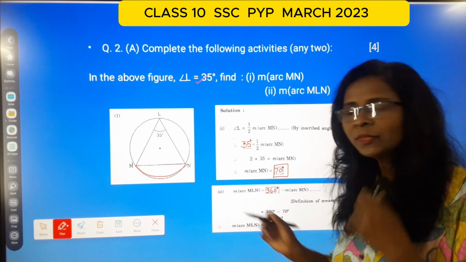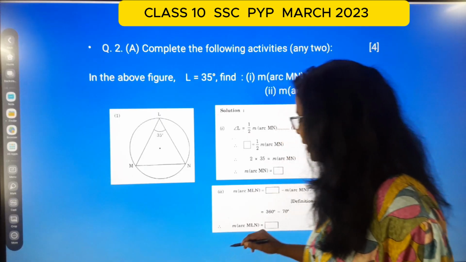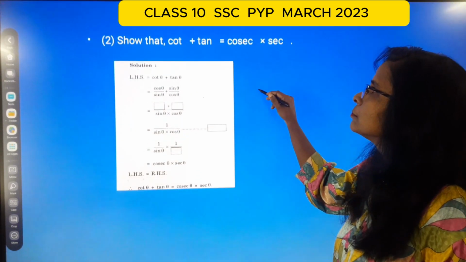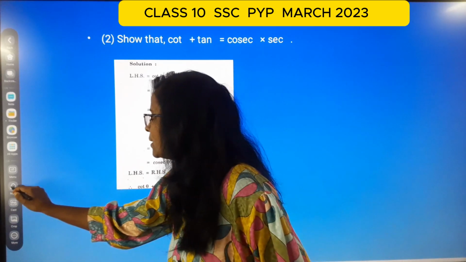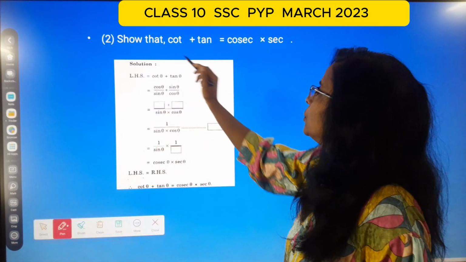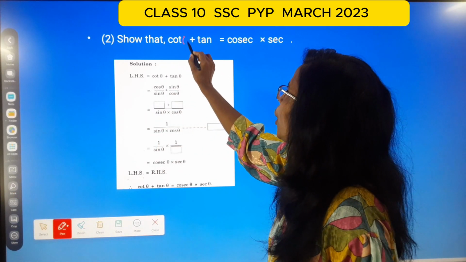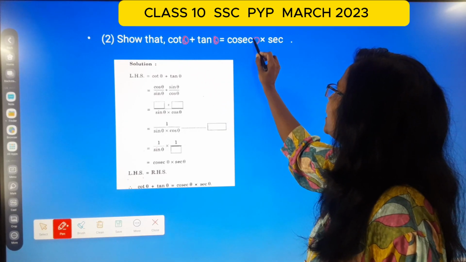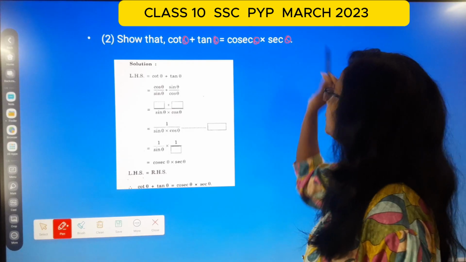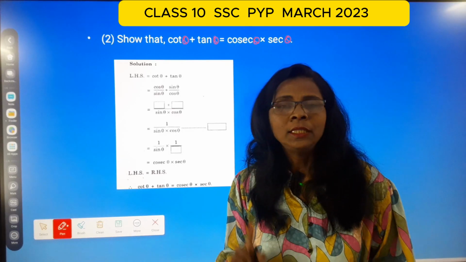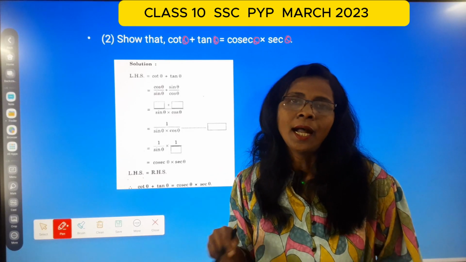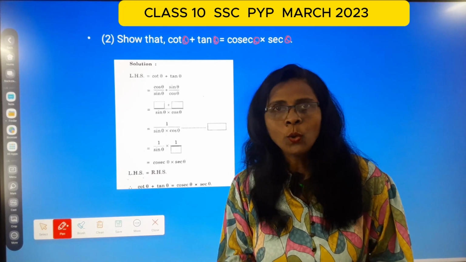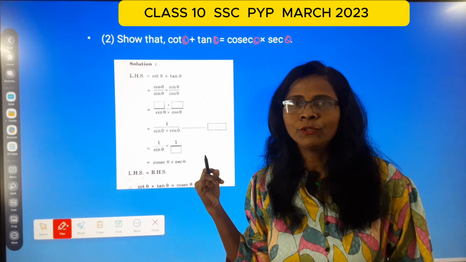Okay, then the next activity. Show that cot theta plus tan theta is equal to cosec theta multiplied by sec theta. Students, this question arises 2-3 times in the board question paper, so it is a very useful question.